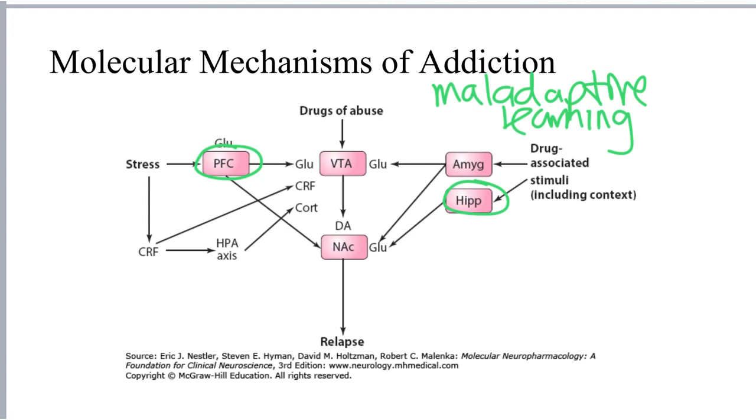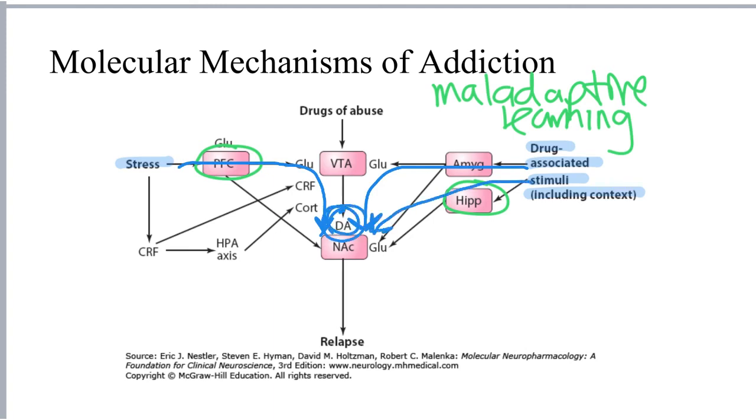Individuals who are addicted to a substance also have a high risk of relapse due to many factors, such as drug-associated stimuli or context-dependent stimuli and stress. These environmental factors activate parts of the brain involved in the molecular mechanisms of addiction that then lead to the release of dopamine in the nucleus accumbens and the eventual relapse of drug taking.